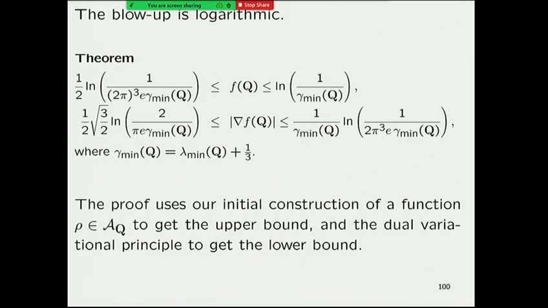To prove this, we use our construction of a rho to get the upper bound, and then the dual variational principle to get the lower bound.